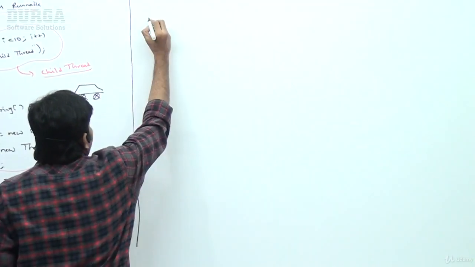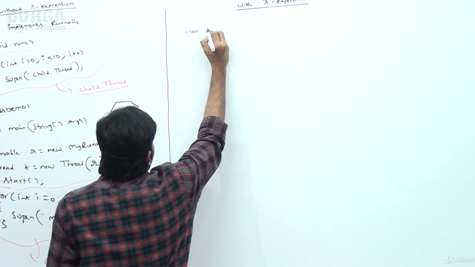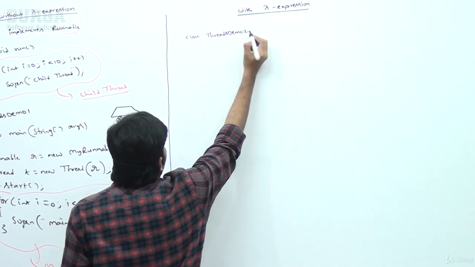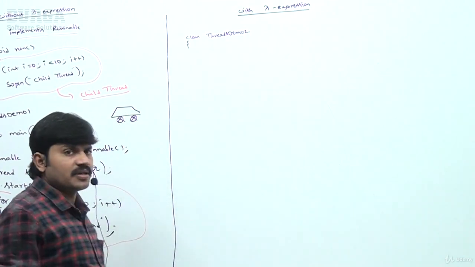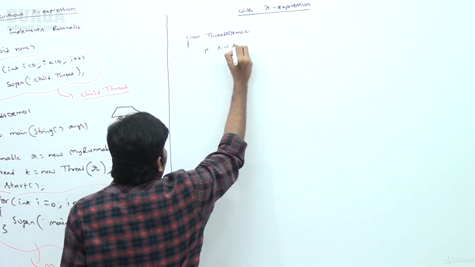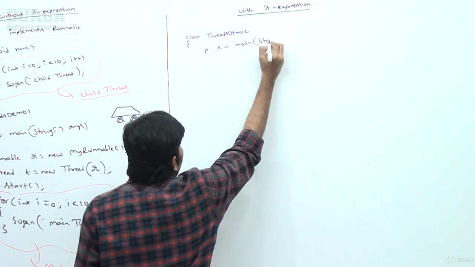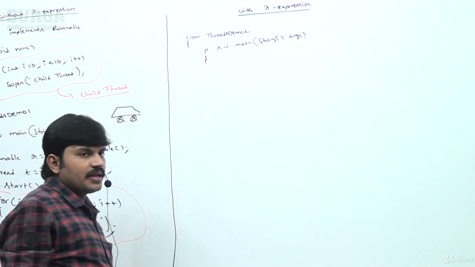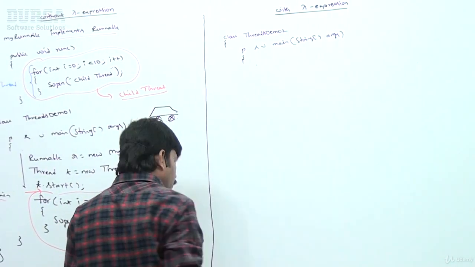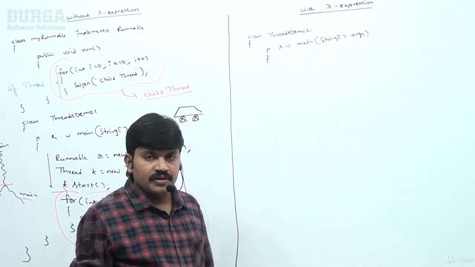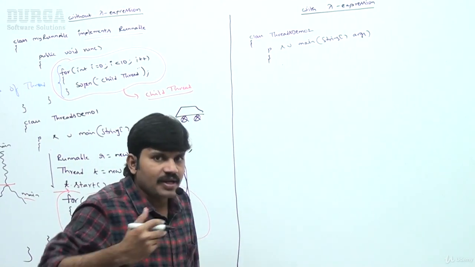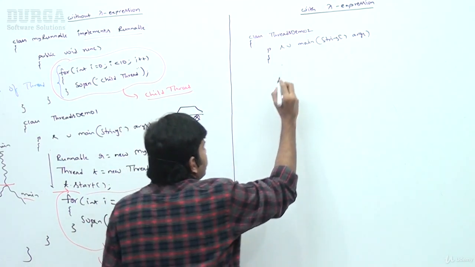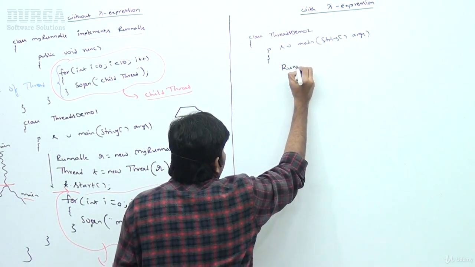Here I am taking a class, ThreadsDemo2, with public static void main, String array args. At this point of time, how many threads are there? Only one thread. That thread is nothing but the main thread. Let me write a lambda expression which implements the Runnable interface. Take a bit special care.